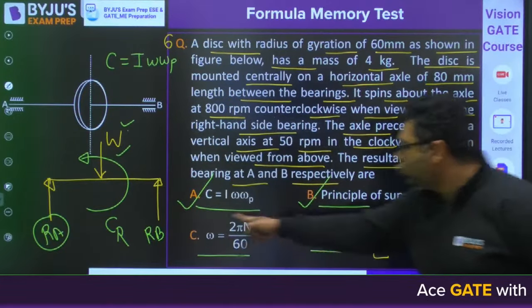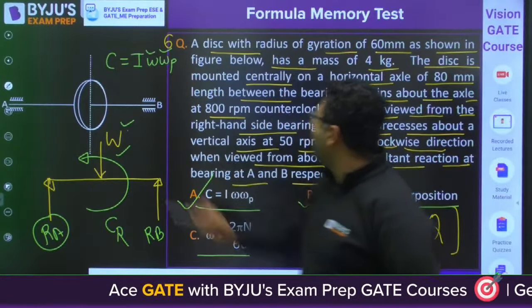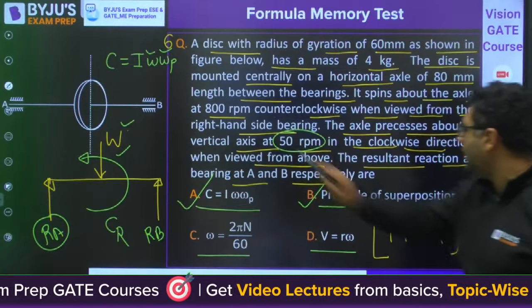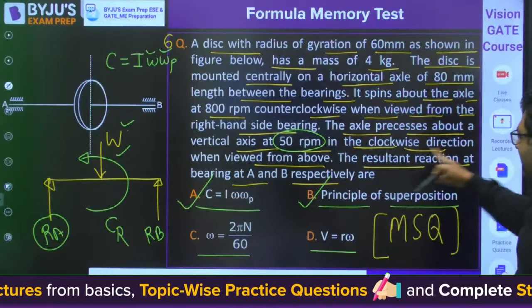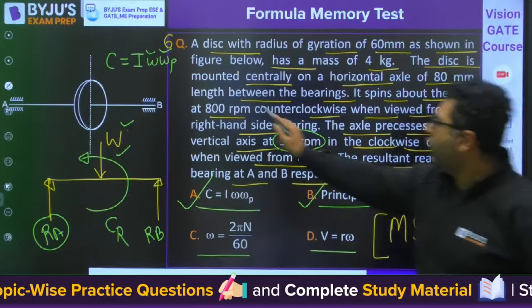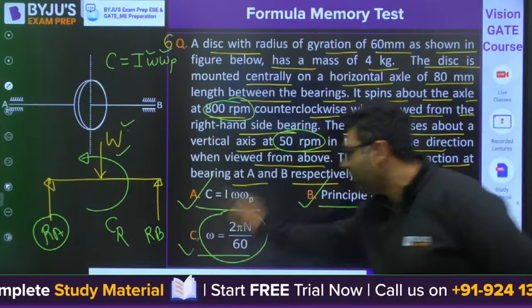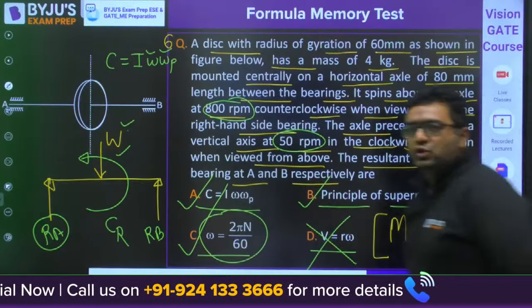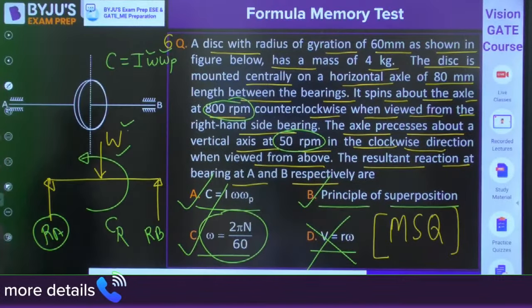But omega is 2 pi N by 60. To find omega and omega P, what is given? They have given 50 rpm, and they have also given some other speed, in the form of 800 rpm. So yes, you will be using omega is equal to 2 pi N by 60. But there is no use of V is equal to R omega. So that is why the answer is A, B and C.